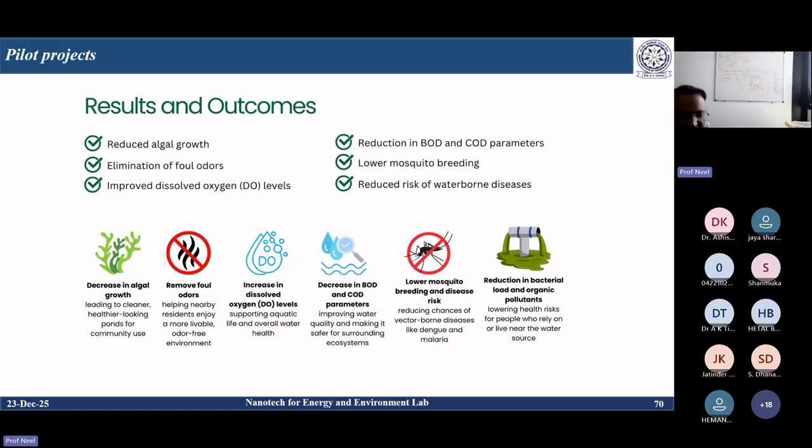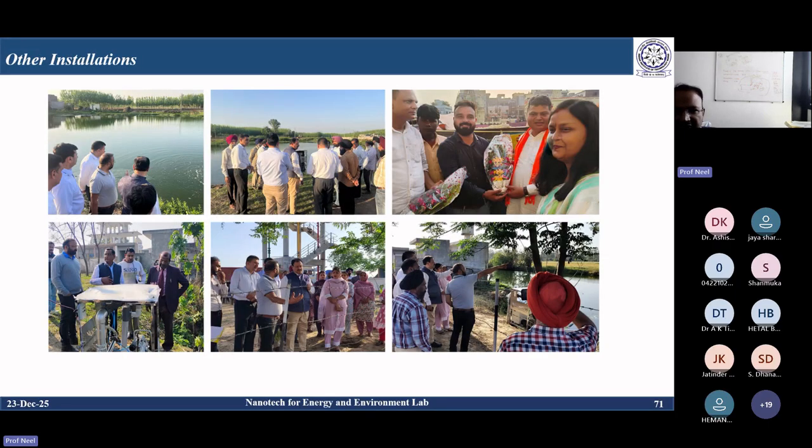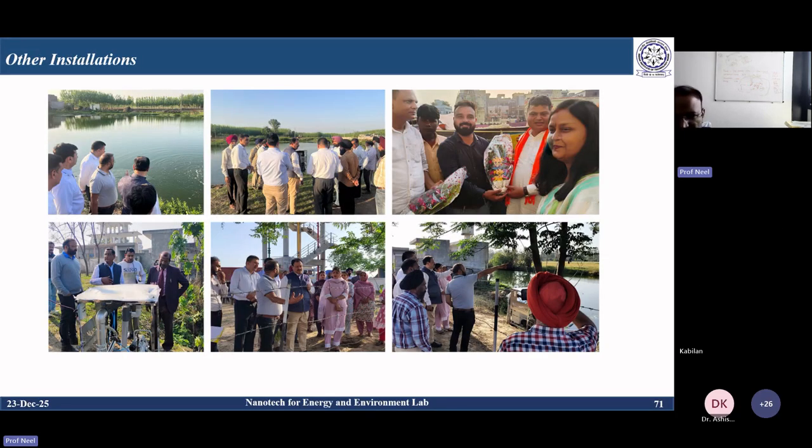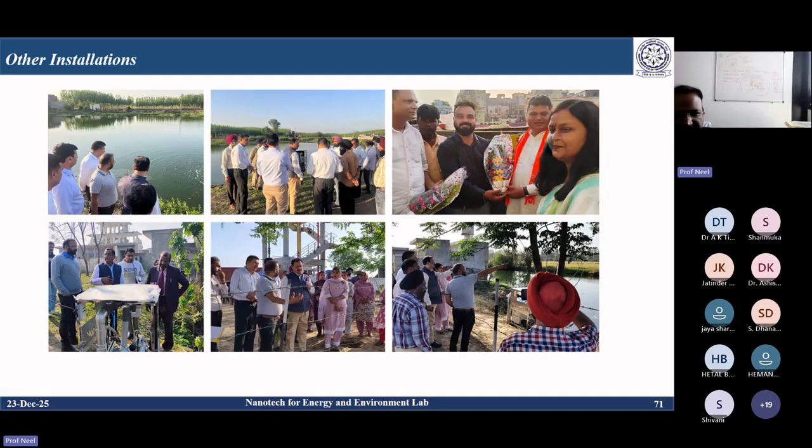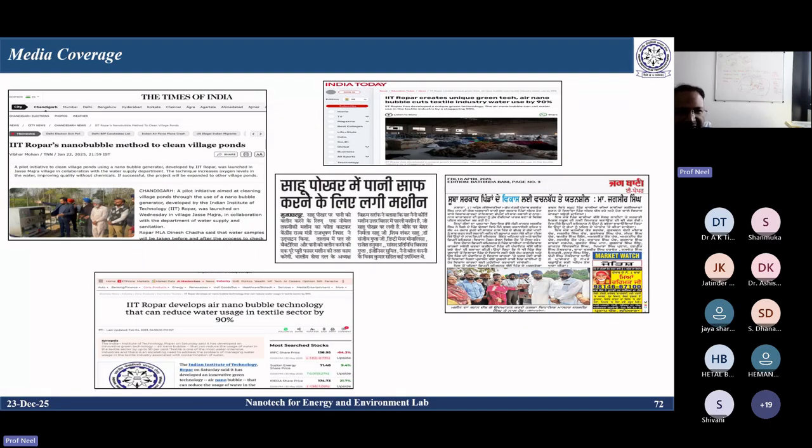So that's what we are doing, from the lab to the real application at IIT Ropar. It's a fully fledged lab, and a much better lab we have available at IIT Ropar. So we've done a lot of pilot works and we have a lot of installations. So a lot of news we have covered in the media actually.